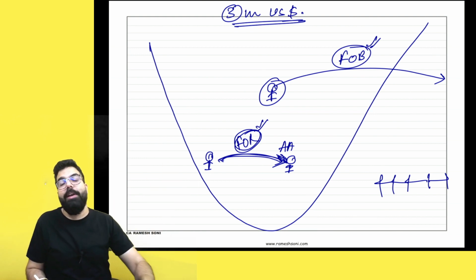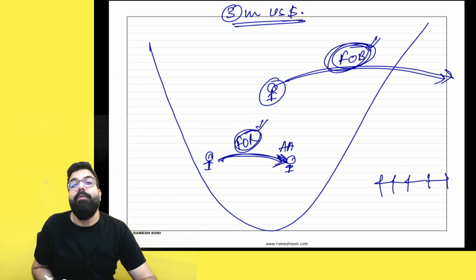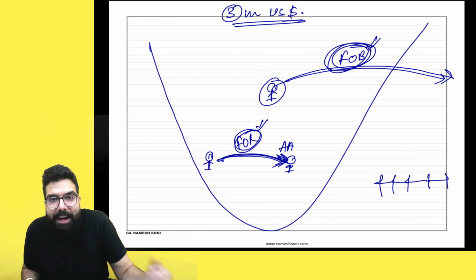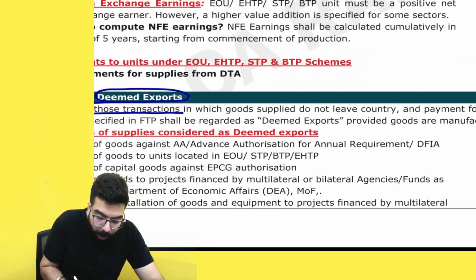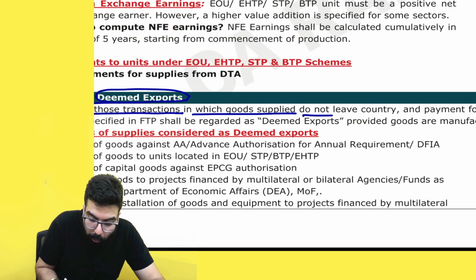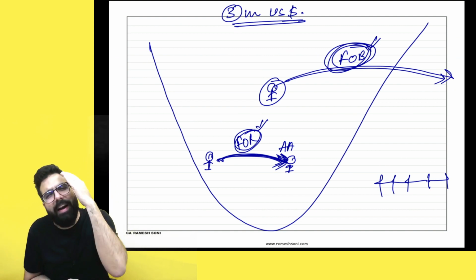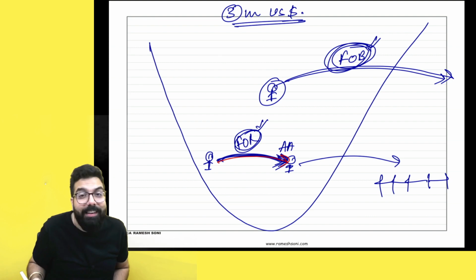I hope this point is clear. Remember one thing: the FOB value of the export will be seen, and the FOR value of the deemed export category, meaning when you are supplying within India only. What is deemed export? It refers to those transactions where goods supplied do not leave the country. It means you are supplying to a person who is holding an advance authorization. Ultimately, he is going to export only, no? So your supply, the government is terming as deemed export.